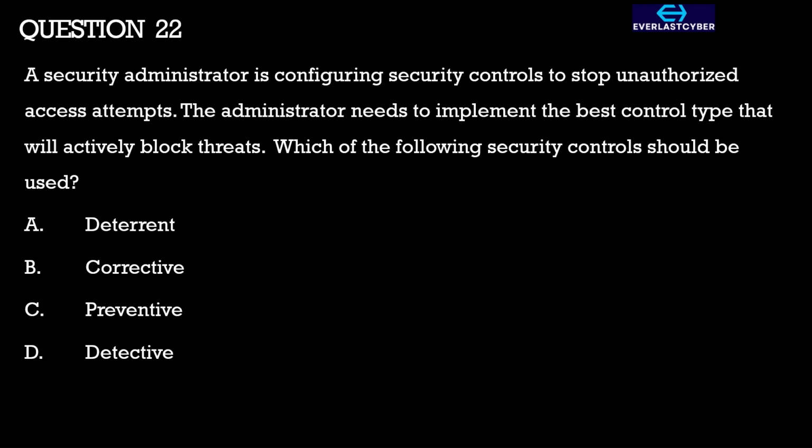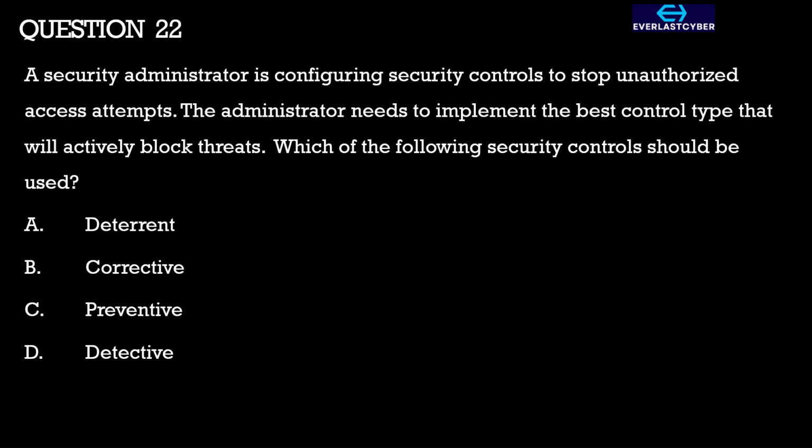Question 22. A security administrator is configuring security controls to stop unauthorized access attempts. The administrator needs to implement the best control type that will actively block threats. Which of the following security controls should be used? A. Deterrent. B. Corrective. C. Preventive. D. Detective.